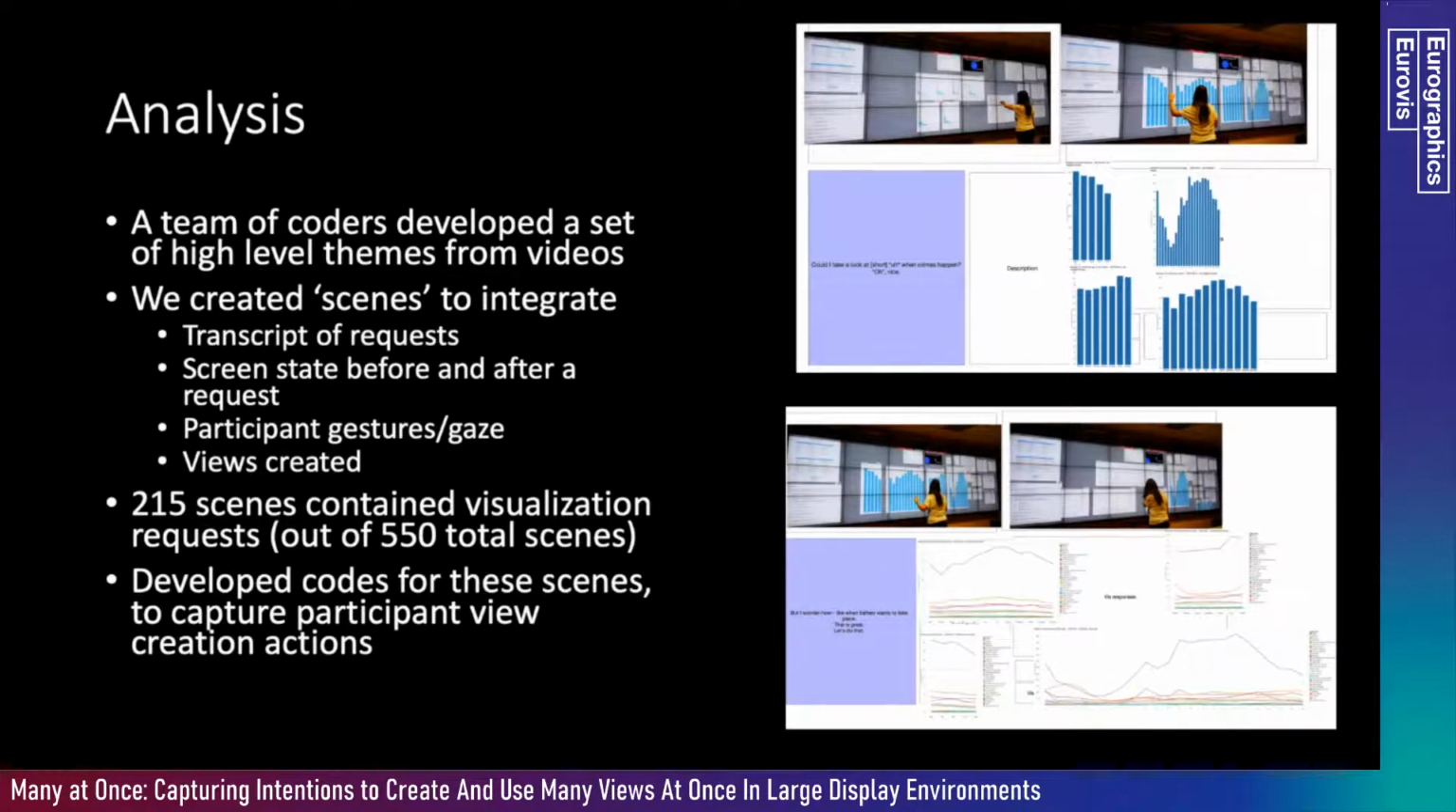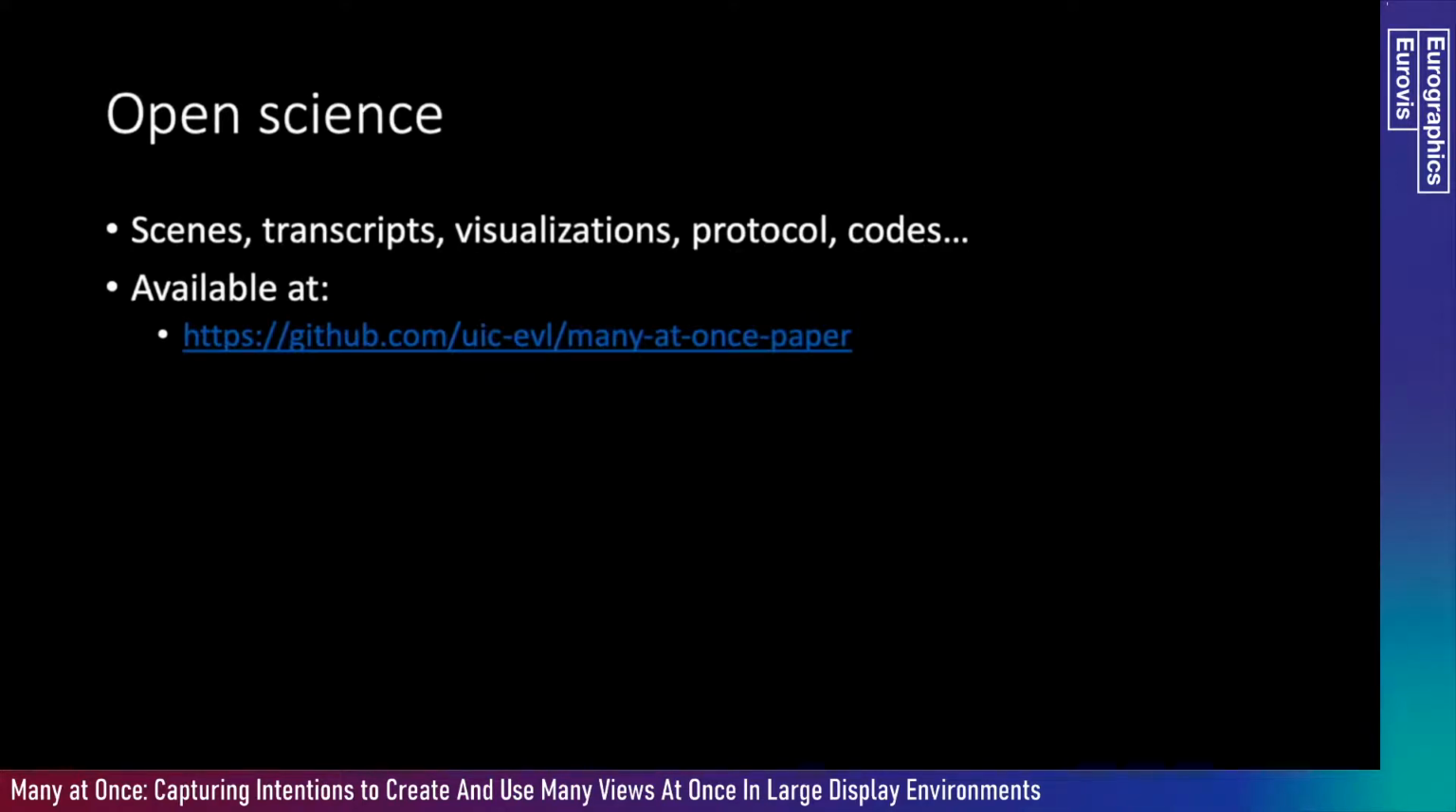To analyze these sessions, a team of coders developed a set of high-level themes from the videos. In order to enable us to integrate together the multiple pieces of information from this study, we created visual scenes that combined the transcript of the request, the screen state before and after a request, participant gestures and gaze, and the views that were created by the mediator. These scenes consisted of 250 visualization requests out of a total of 550 scenes, and we developed codes around these scenes to capture participant behavior. All of this data, the scenes, the transcripts, etc., are available through this GitHub link.